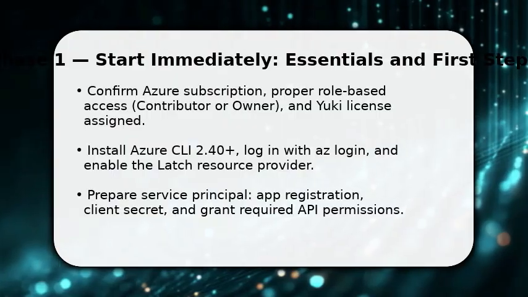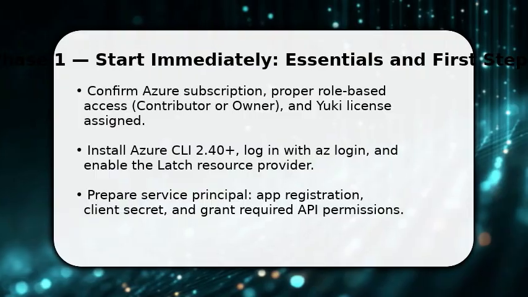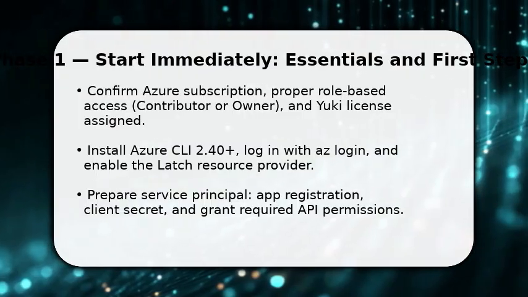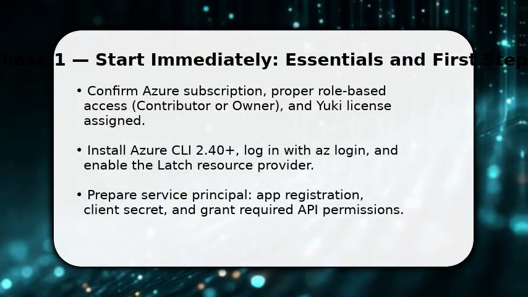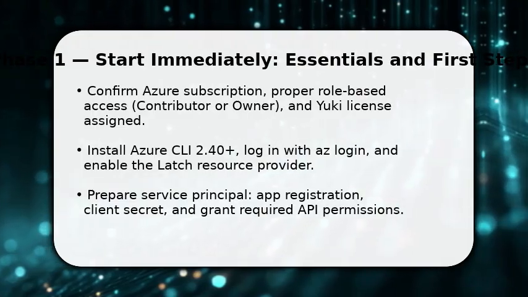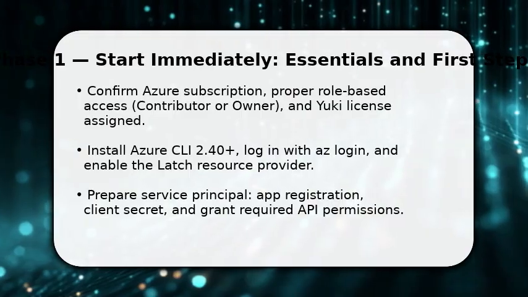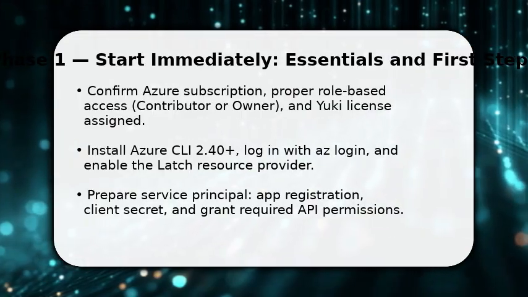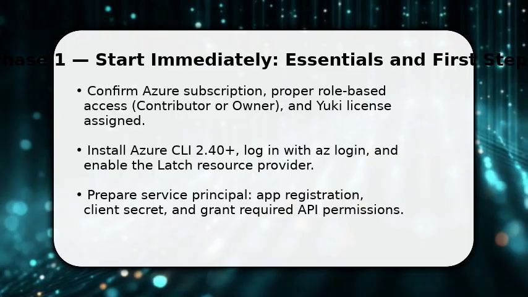You start by validating prerequisites. You must have an Azure subscription, Yuki license, and appropriate RBAC rights. First, install Azure CLI and run az login to authenticate immediately. Next, register the Latch provider so cloud resources appear. This unlocks the rest of the flow.